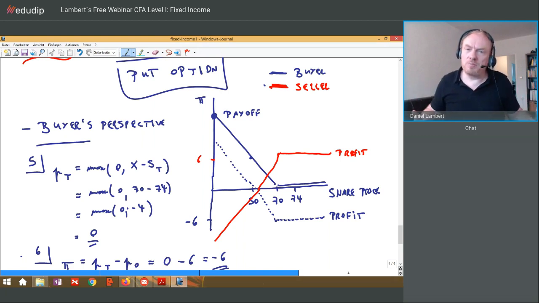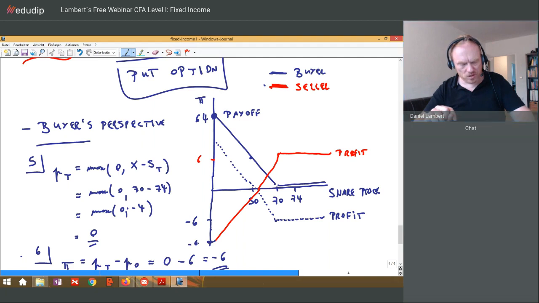I need to subtract the price that the buyer got from buying this option. So 70, first of all, payoff of 70 minus $6 because we first have to get this right. And 70 minus 6 is equal to 64 exactly. So this is 64 and this is negative 64, isn't it? Cool. That's it for now.